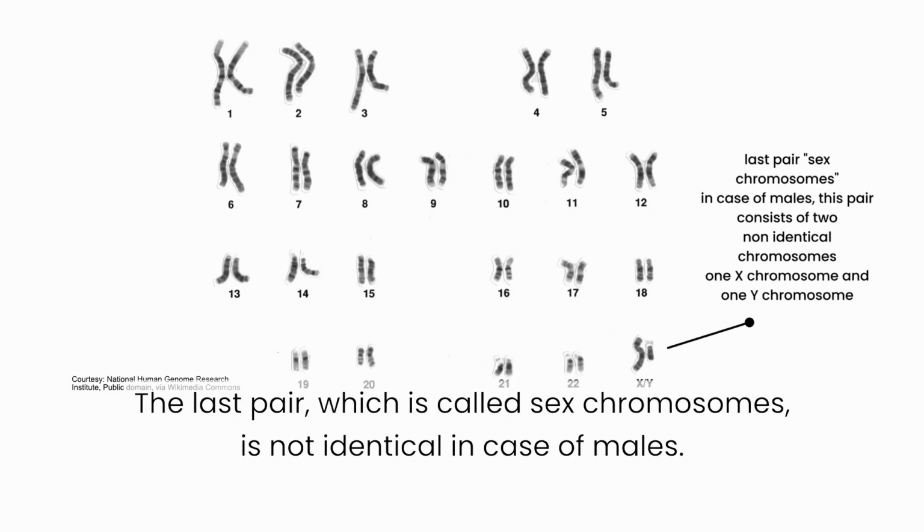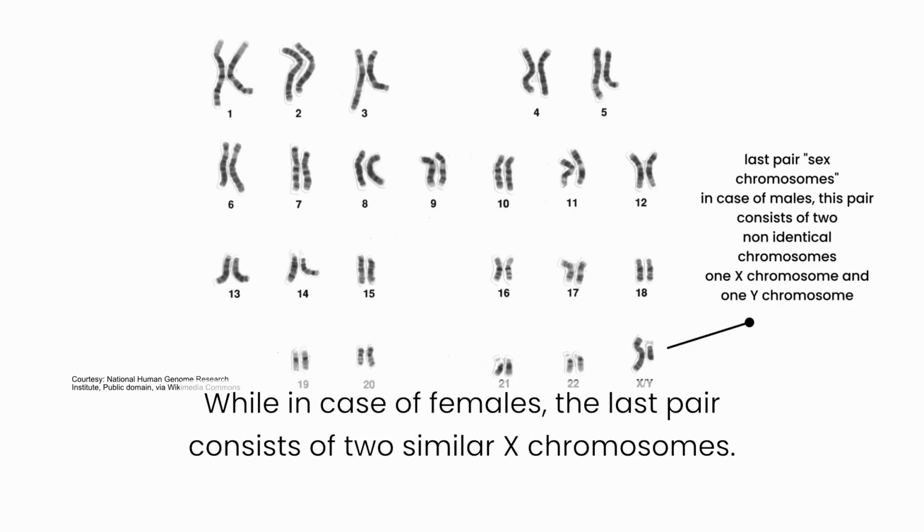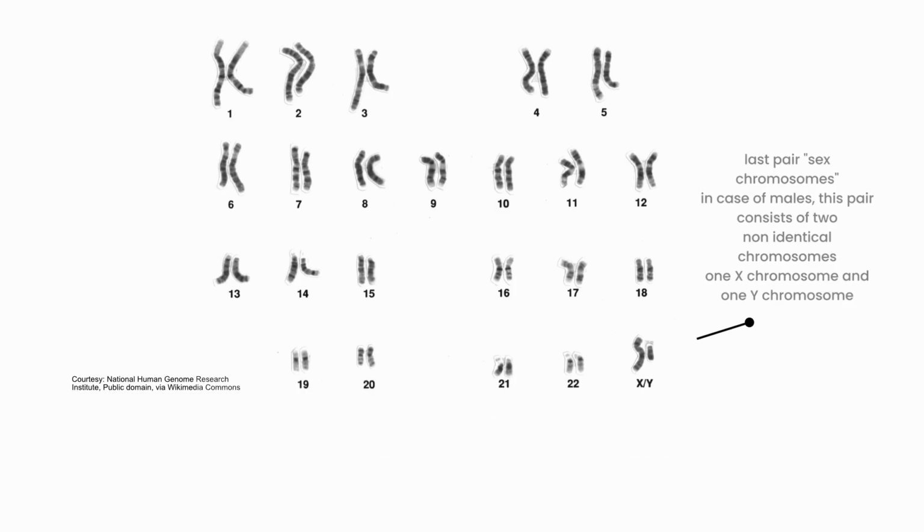The last pair, which is called sex chromosomes, is not identical in the case of males. In males, the last pair consists of one X chromosome and one Y chromosome, while in the case of females, the last pair consists of two similar X chromosomes.